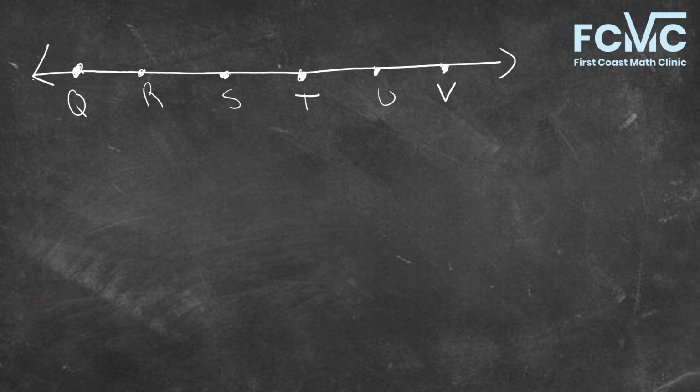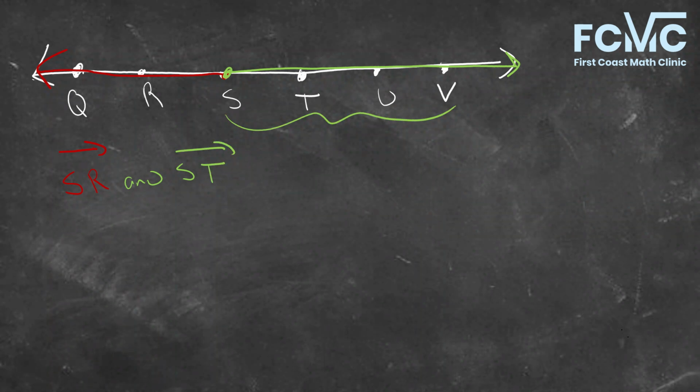Okay, so from this figure, let's name some opposite rays. If I start with maybe S as my endpoint and head to the left, we can name this SR. So the endpoint is S, and our opposite ray is going to head in the opposite direction with a common endpoint. So we're going to start at S and head to the right. We can call this S and then use any of these points here. I'll call this maybe ST, or we can call it SU, SV, so a couple different options we have there.